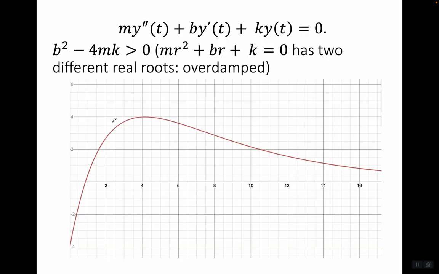If, on the other hand, b squared minus 4mk is greater than 0, in other words, m r squared plus b r plus k equals 0 has two different real roots, we're going to end up with motion like this. This is what we call overdamped. It's called overdamped because it's damped enough so that there's no oscillation.